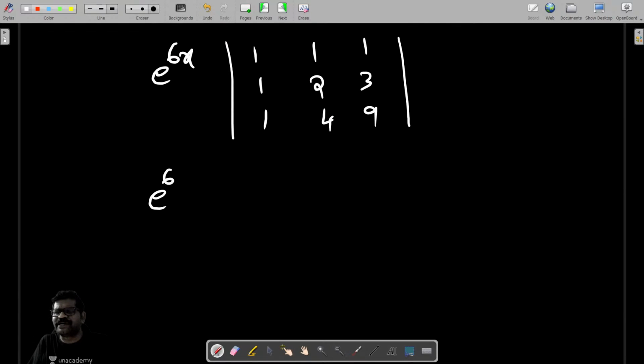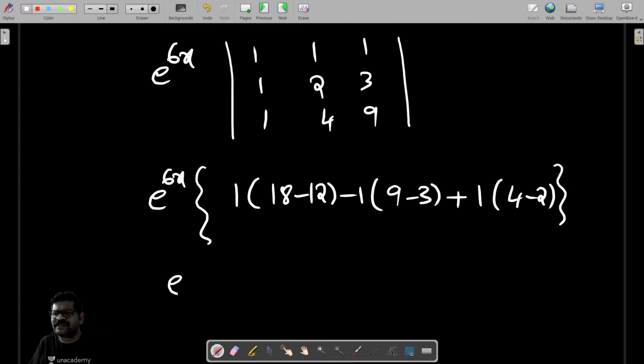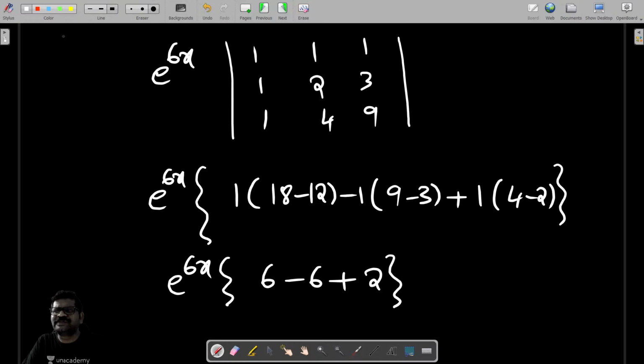Now we have to expand the determinant. e power 6x of 1 of (18 minus 12) minus 1 of (9 minus 3) plus 1 of (4 minus 2). That is e power 6x of 18 minus 12, 6, 9 minus 3, 6, 6 minus 6, plus 4 minus 2, 2. Final result is 2 into e power 6x.